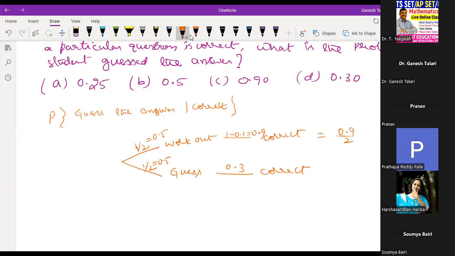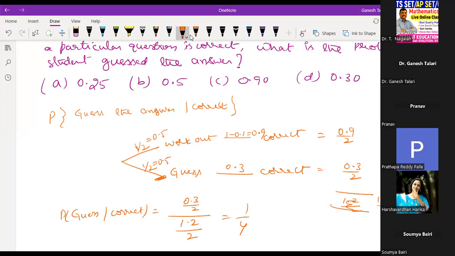So this one will be 0.9 by 2. This will be 0.3 by 2. So the total is 1.2 by 2. So your probability of guess given it is correct is 0.3 by 2 upon 1.2 by 2. That is 1 by 4. So option A is correct.